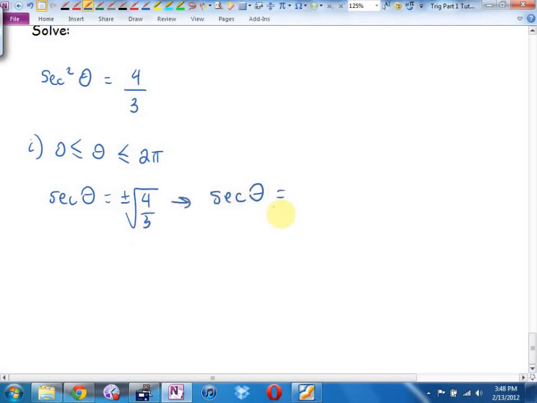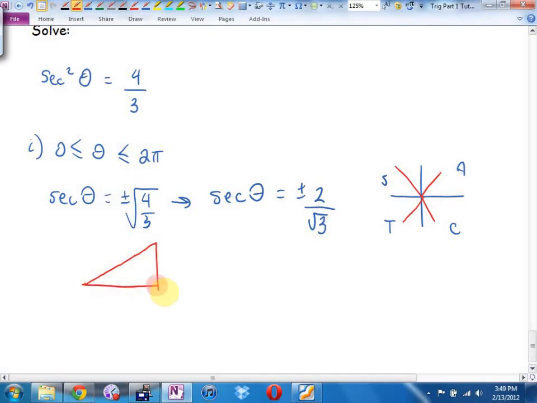And Alex, what is the square root of 4? 2. And the square root of 3 is root 3. I use my cast rule. If I didn't have the plus or minus here, Spencer, I'd have to do a bit more thinking. But here, it could be positive, could be negative, there's going to be four answers. What are the answers? Oh, I need a triangle with a 2 and a root 3 in it. Do I have one? This is the 1, 2, root 3 triangle.